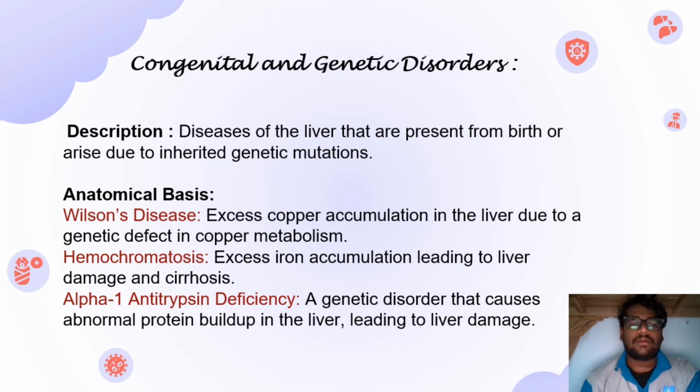Hemochromatosis, excess iron accumulation leading to liver damage and cirrhosis. Alpha-1 antitrypsin deficiency, a genetic disorder that causes abnormal protein buildup in the liver, leading to liver damage.